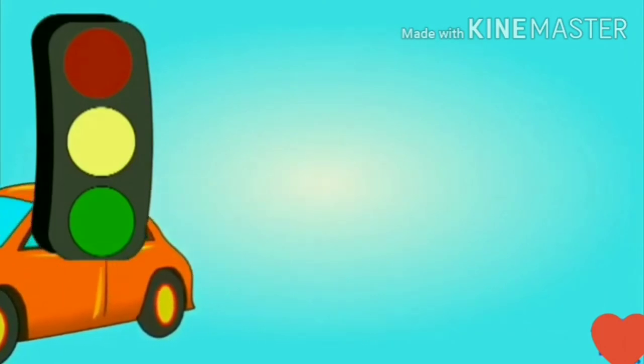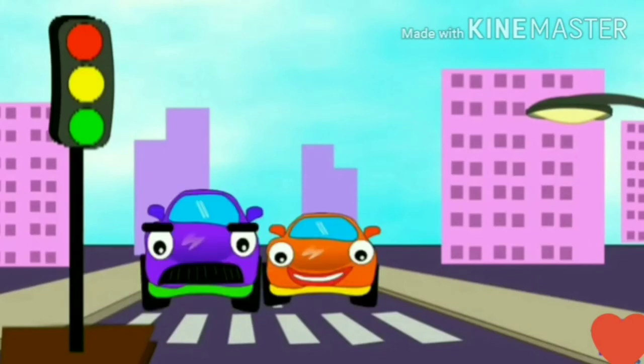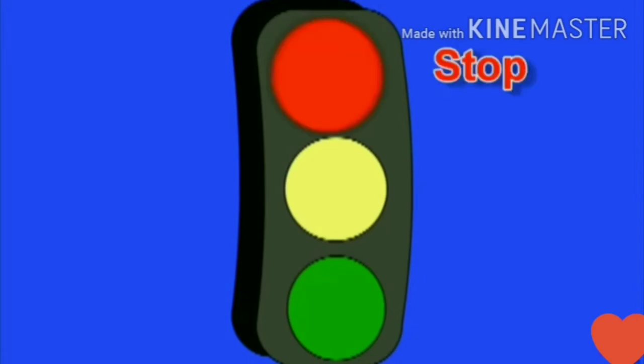It wonders, why do we need traffic lights on roads? When the car is going, suddenly a little boy is crossing the road. See, this is a traffic signal. If it is red, it means to stop. Means people are crossing the road.